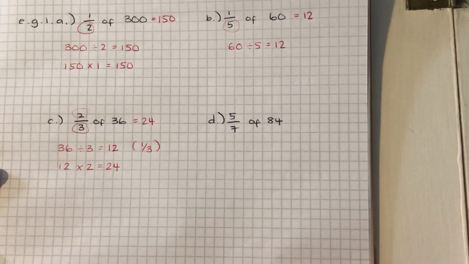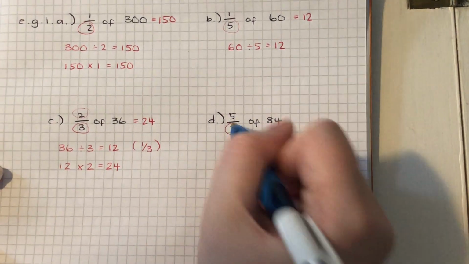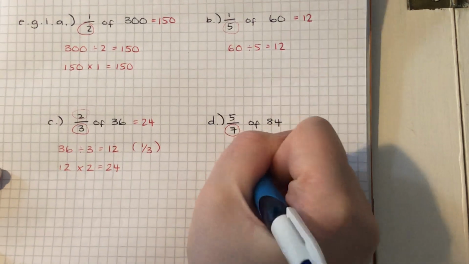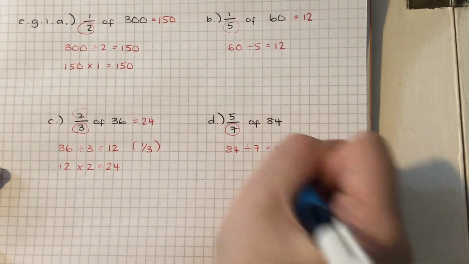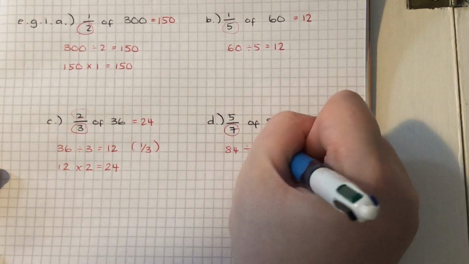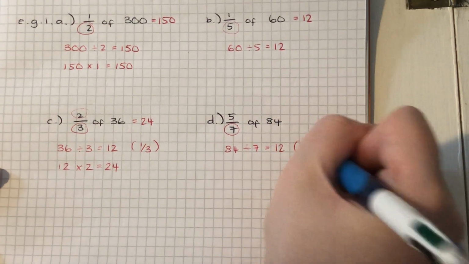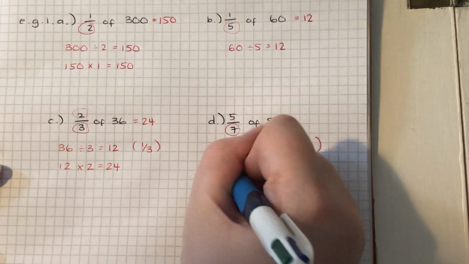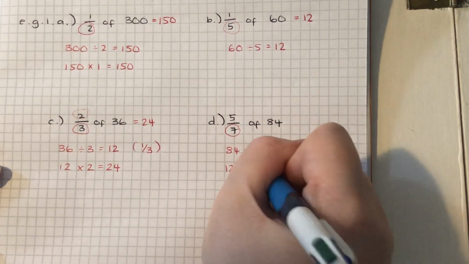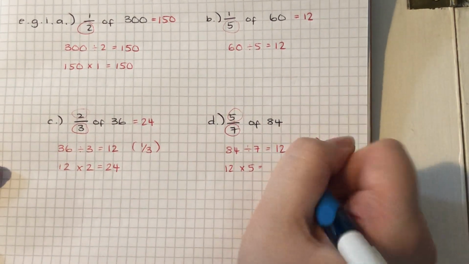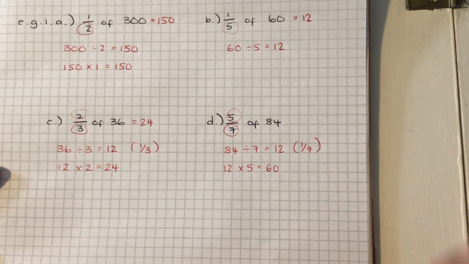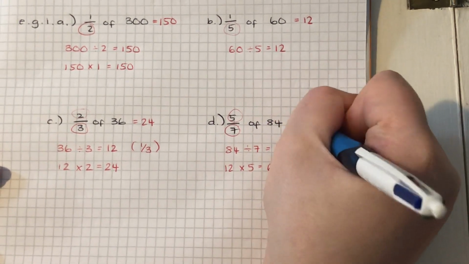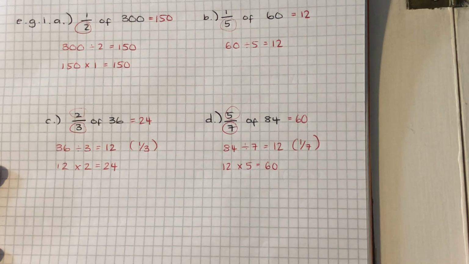Okay, and for D, so we've got 7 on the bottom, so we're going to do 84 divided by 7, which is 12 again. Okay, so that's telling me what 1/7 is. We want 5/7, so we're going to multiply that by 5. Okay, because it says a 5 on the numerator, which gives me 60. So my final answer is 60.